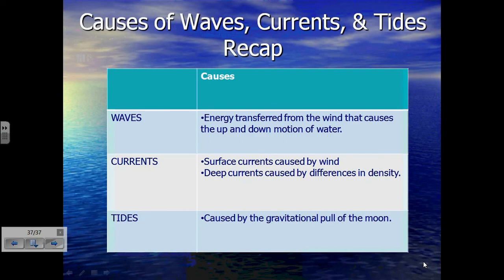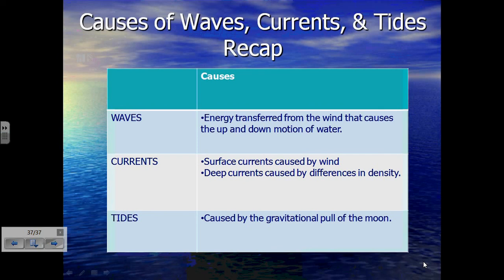Now, moving on to recap and hopefully finalize the presentation, I want to make sure that we're on one accord when discussing the causes of waves, currents, and tides, respectively. Now, waves refer to the energy transfer from the wind that causes the up and down motion of water. So you need to understand that wind energy is responsible for waves. Now, looking at currents, currents are caused by the wind on the surface, and deep currents are caused by differences in temperature and density, which we used earlier with salinity, which refers to salt concentration.